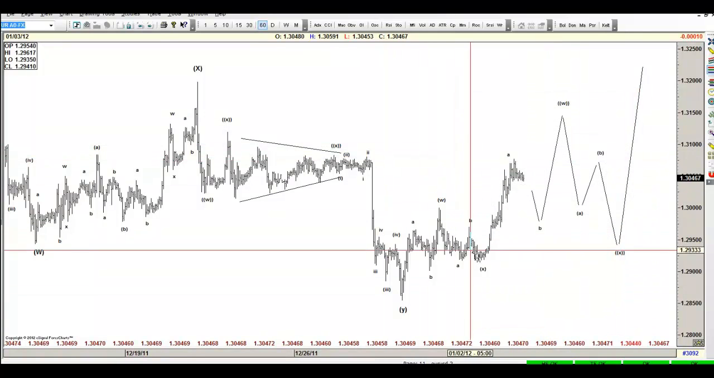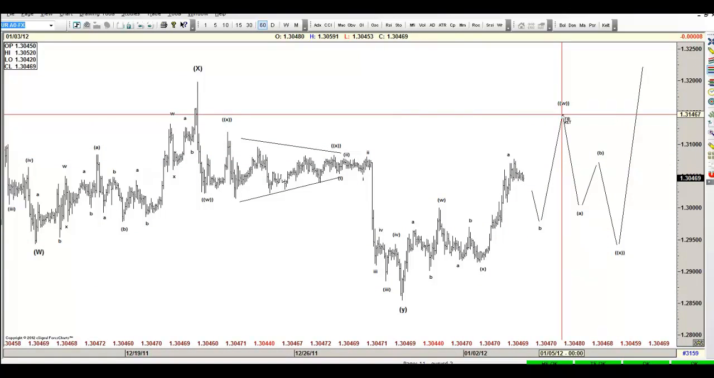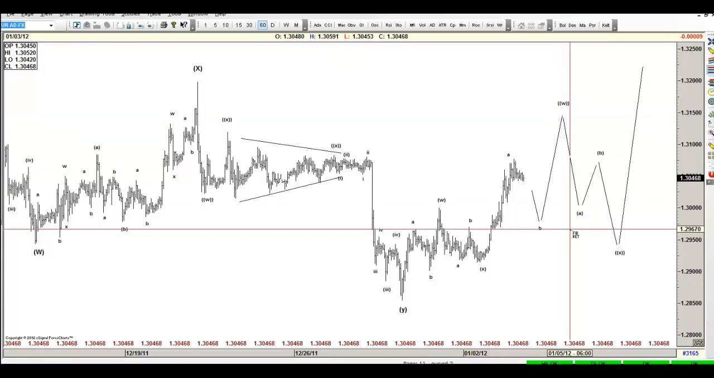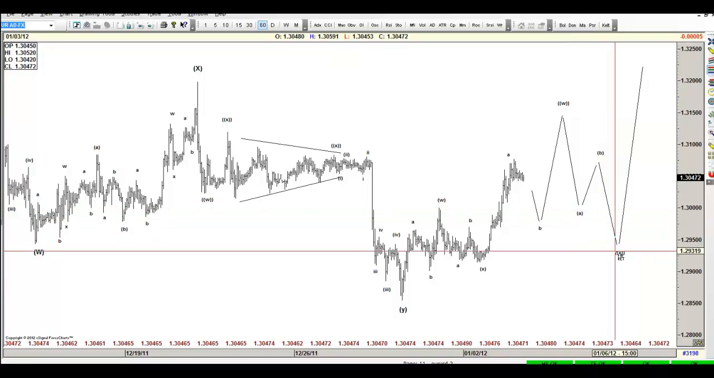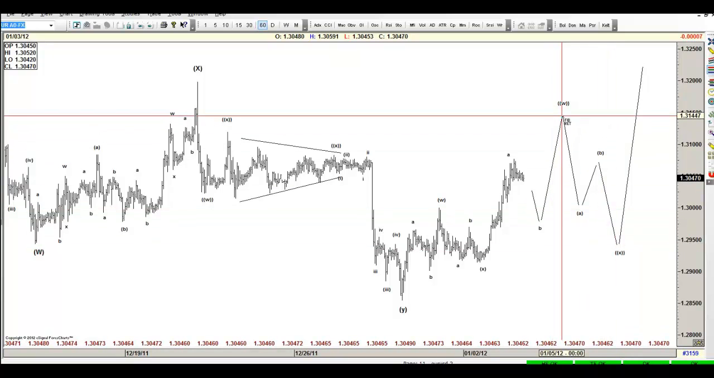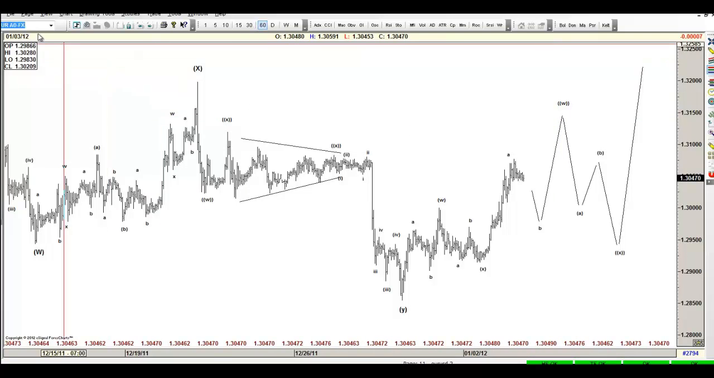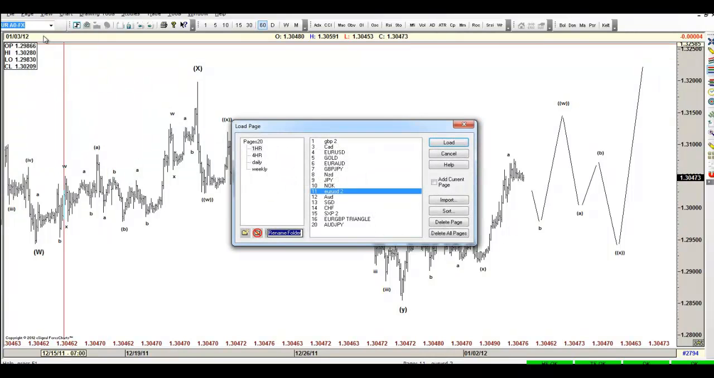Now, after these 3 waves here around this area, we should be able to sell the euro, and the euro right there should be sold for a minimum of 3 waves. There is no guarantee that this is the top, but there is nothing that says that that's not the end of the correction either. So that's what we like on the euro.